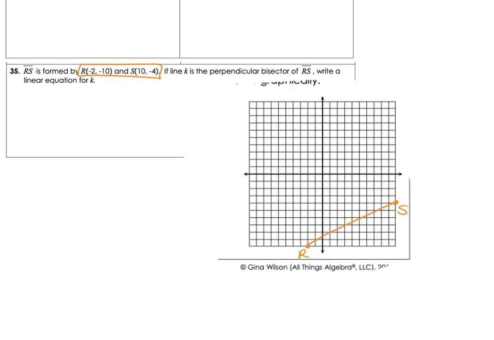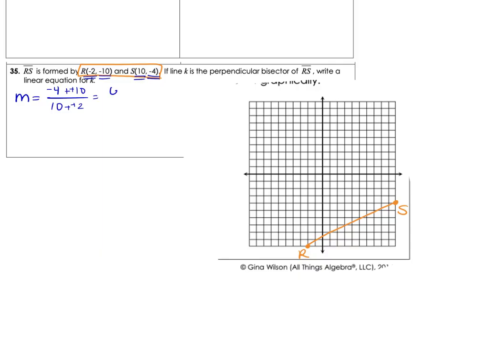So here's RS. It says if line K is the perpendicular bisector of RS, write a linear equation. So first thing we should figure out is what is the slope. And I'm going to show you both ways. If you want to find the slope with the slope formula, it would be y2 minus y1, -4 minus a -10, so plus a positive, over 10 minus a -2, plus a positive.